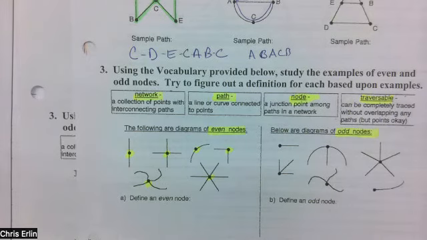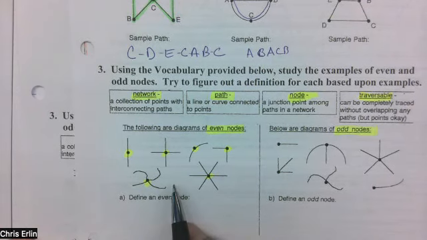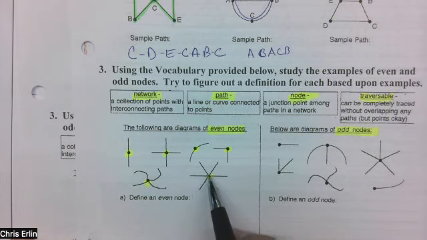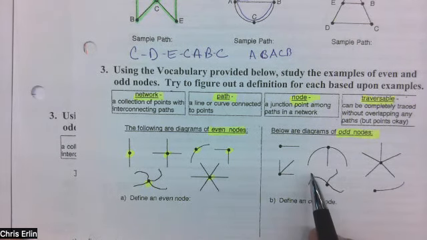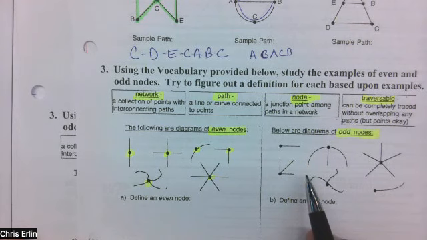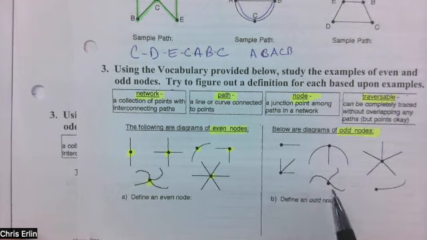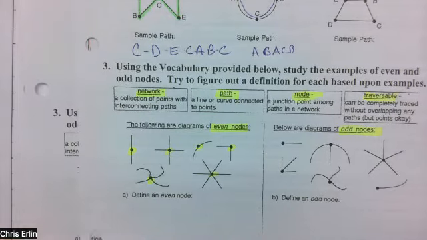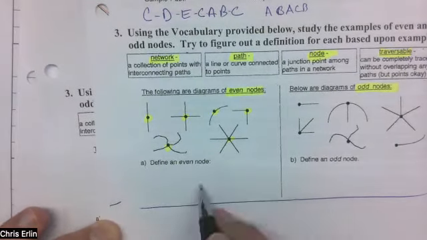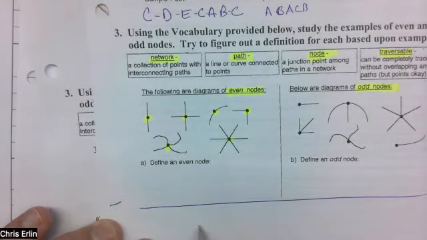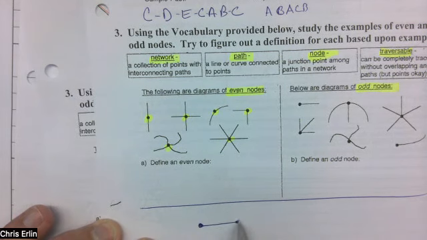Can I get somebody new to please give me their definition of an even node? Yeah, Brooklyn. Good. Even number of, what do we call these lines coming out of them? Paths. Good. Even number of paths coming out of the node. And thus an odd node would be someone else? Yeah. Good. A node with an odd number of paths coming out. Now you guys will fill in your definitions there, but I want to check and make sure that you all know how to do this.